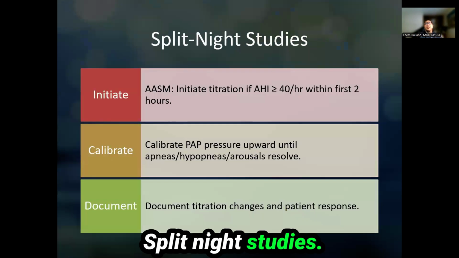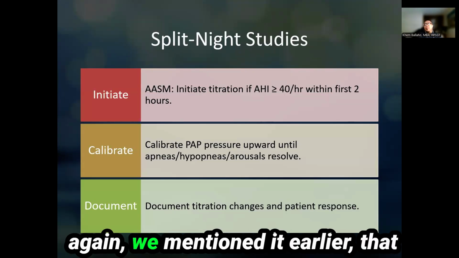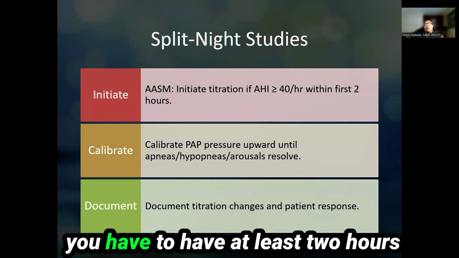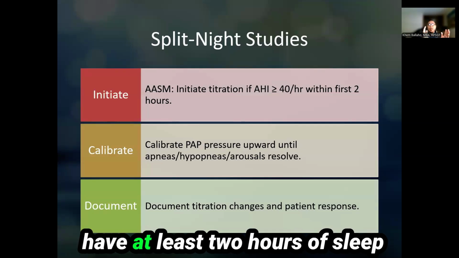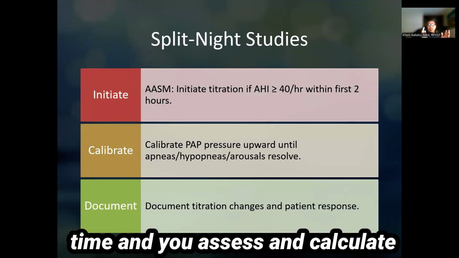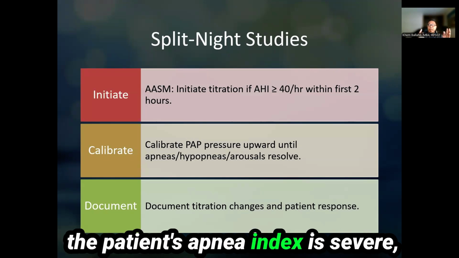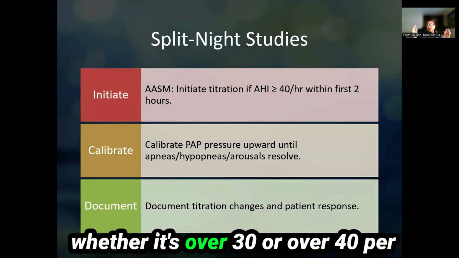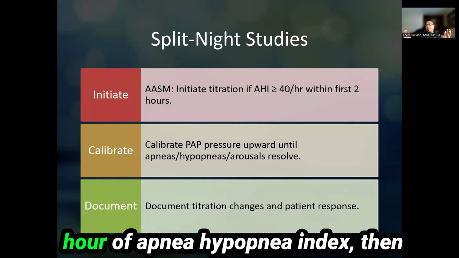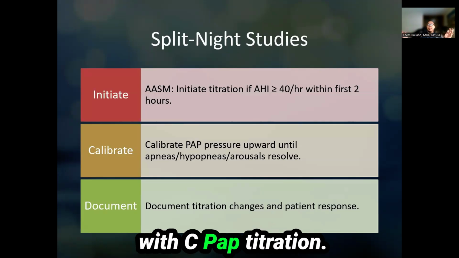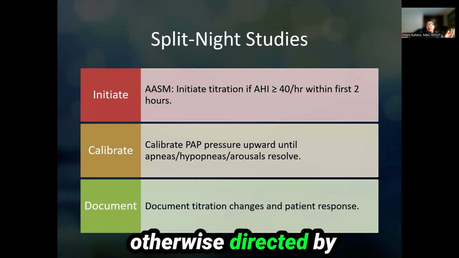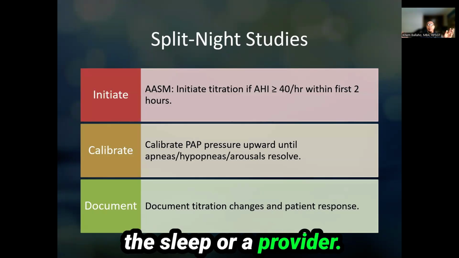Split night studies. When you start the sleep study, as we mentioned earlier, you have to have at least 2 hours of total sleep time. If you have at least 2 hours of sleep time and you assess and calculate that the patient's apnea hypopnea index is severe, whether over 30 or over 40 per hour, then you can start your CPAP titration. Usually we start with CPAP titration, unless otherwise directed by the sleep provider.